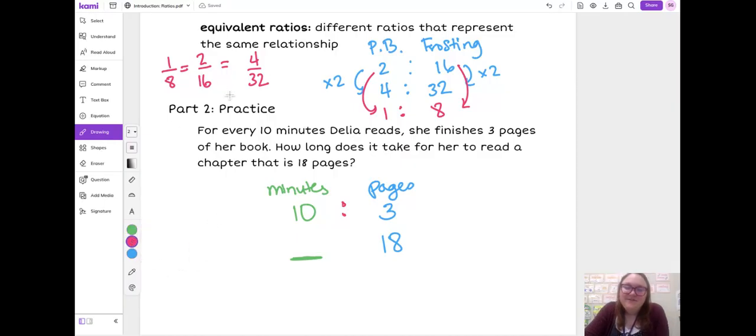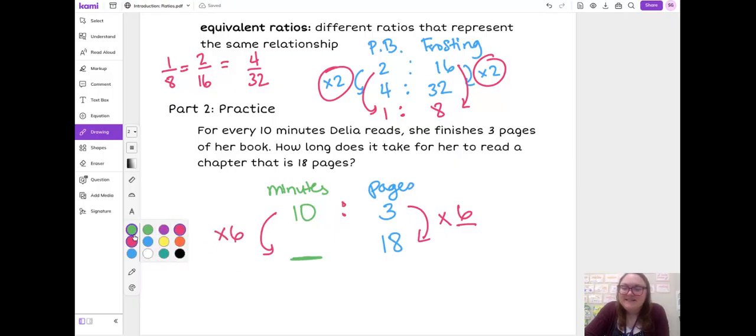Similar to the math we did with fractions, we're going to use some multiplication here. I see both numbers for pages, so that helps me recognize 3 multiplied by 6 gets me to 18. So similar to up here how we had multiplied both numbers by 2, this helps me know I need to multiply both numbers here by 6. And so if I do that, 10 times 6, that gives me 60 minutes. How long does it take her to read a chapter? That is 18 pages. It takes 60 minutes.